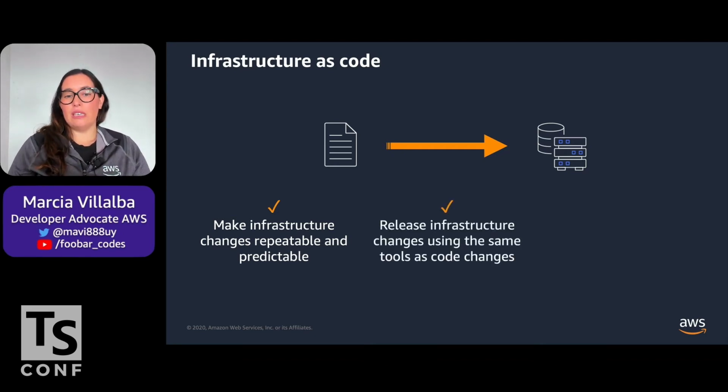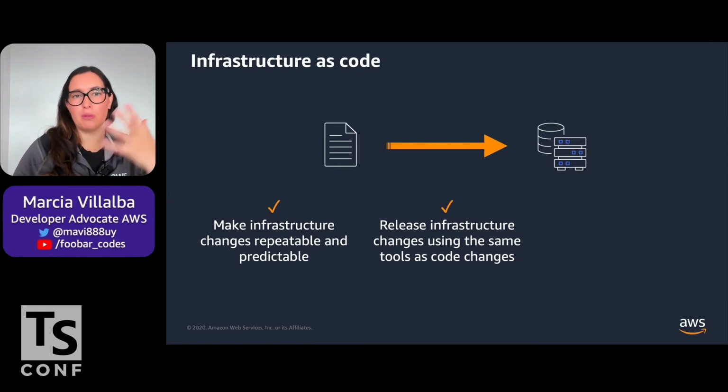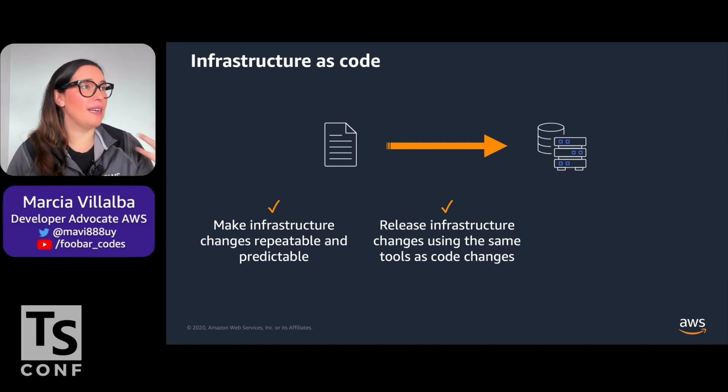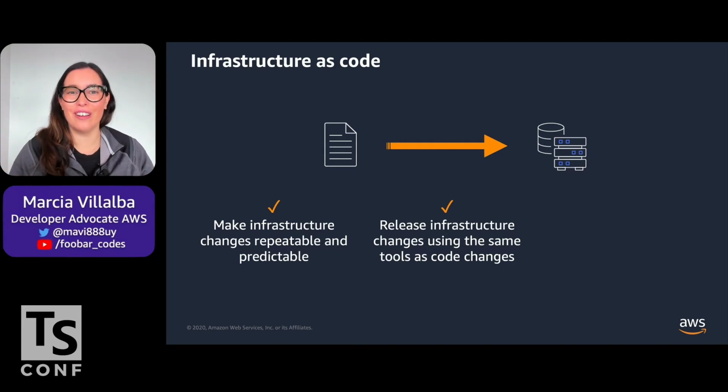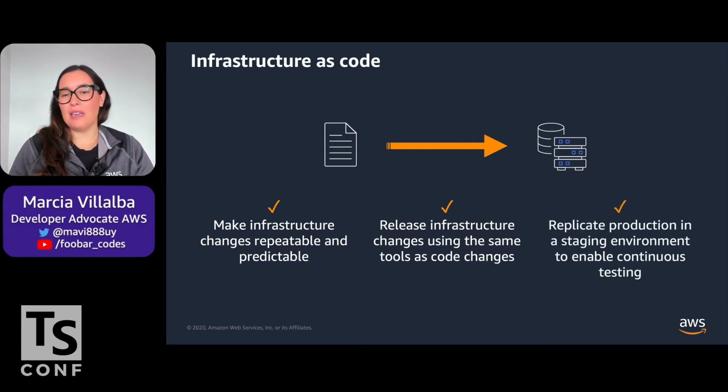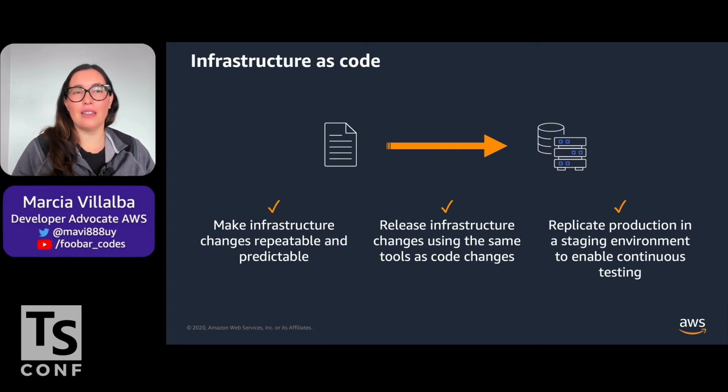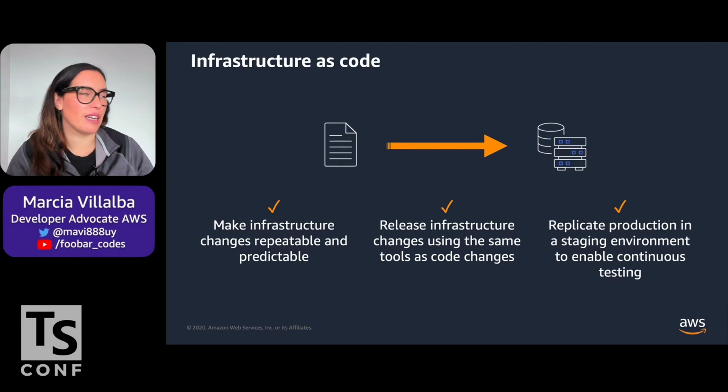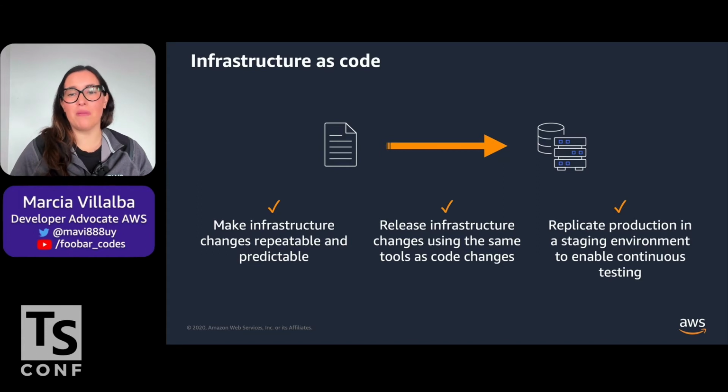So in this way also you can release infrastructure changes using the same tools as you do for code changes. You can use GitHub, you can use Jira, you can use whatever you're using for tracking your changes. You can do pull requests, peer reviews, you can add this code into your CI/CD pipeline, have linting, have unit tests, all of that. And finally, you can replicate in production a staging environment, and then you can have a development environment, and every developer can have their own environment, and you can enable this continuous testing and have multiple environments where everything is the same, because you have the same script that is deployed in multiple environments.